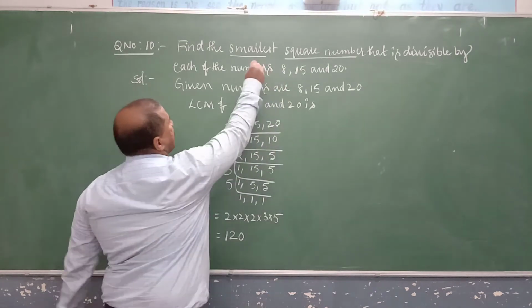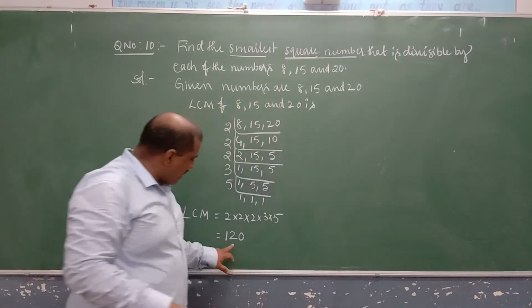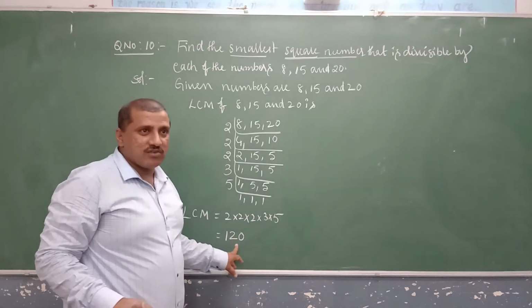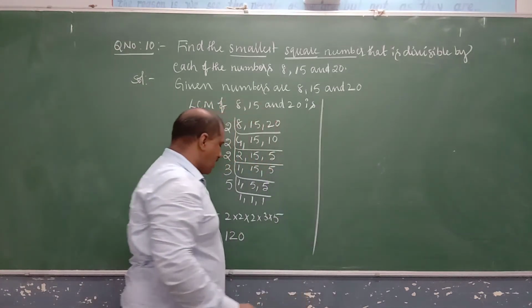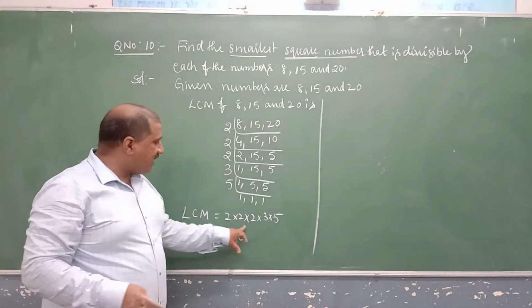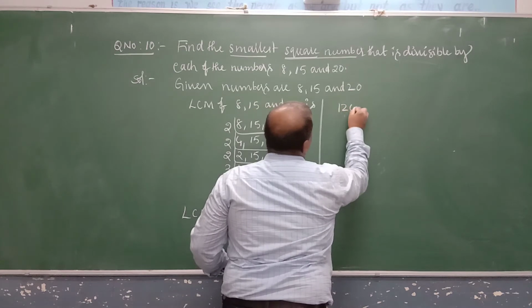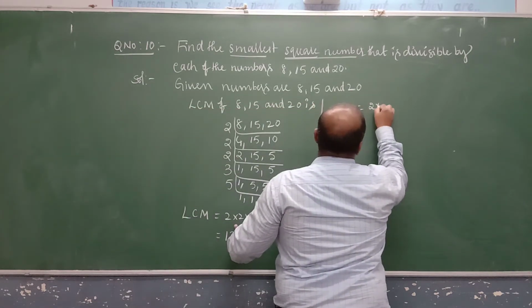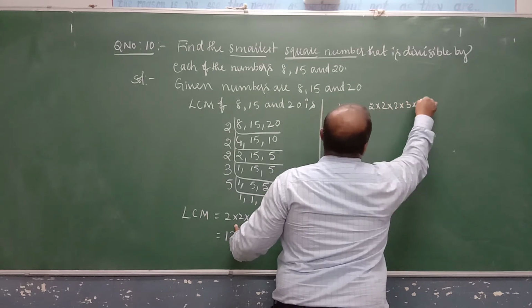But our question is least or smallest square number. So what to do? We have to check whether 120 is a perfect square number or not. So how do you check this? Just by identifying the prime factors. So prime factors of 120: it is 2 into 2 into 2 into 3 into 5.